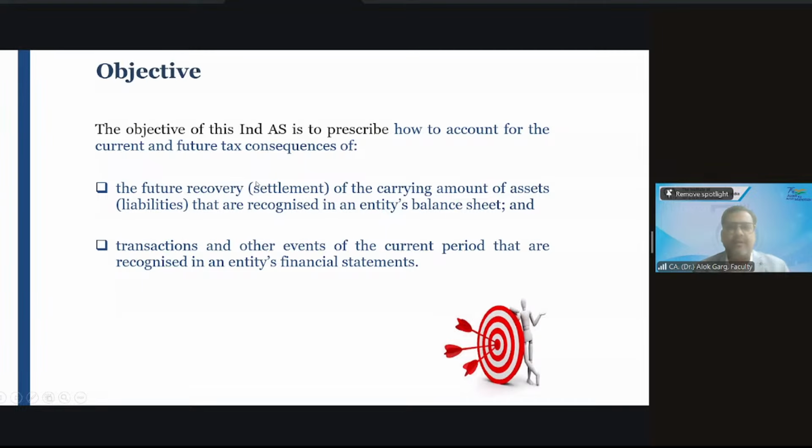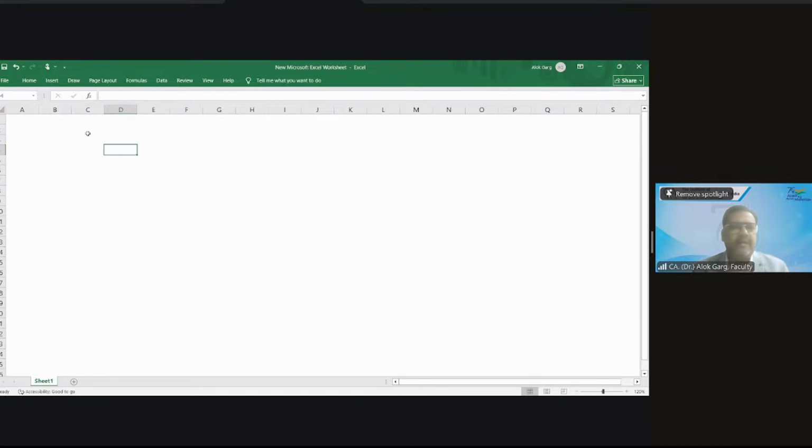Friends, let me share my Excel file. I hope my Excel file is visible to all of you.